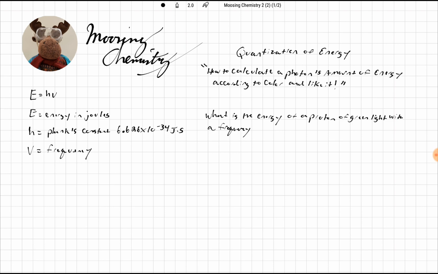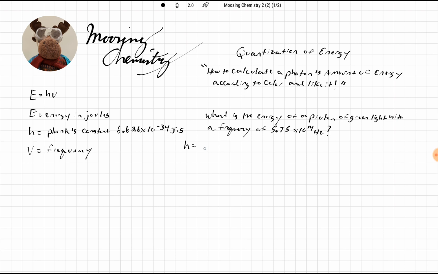The frequency is 5.75 times 10 to the 14th hertz. That 10 to the 14 hertz tells me that's in the visible light section. All right, so what do we know?